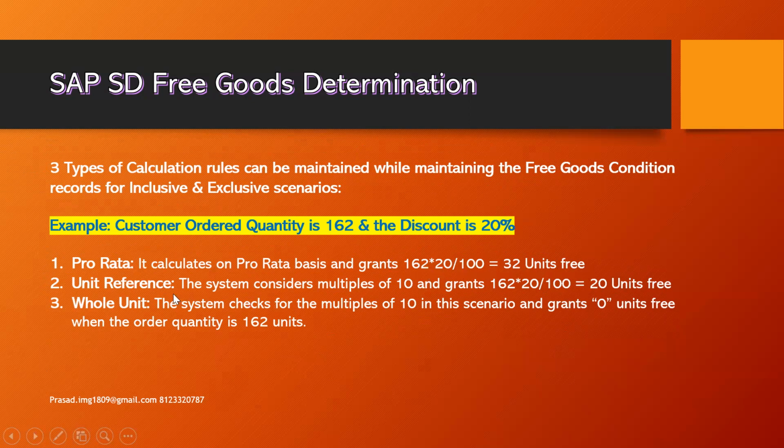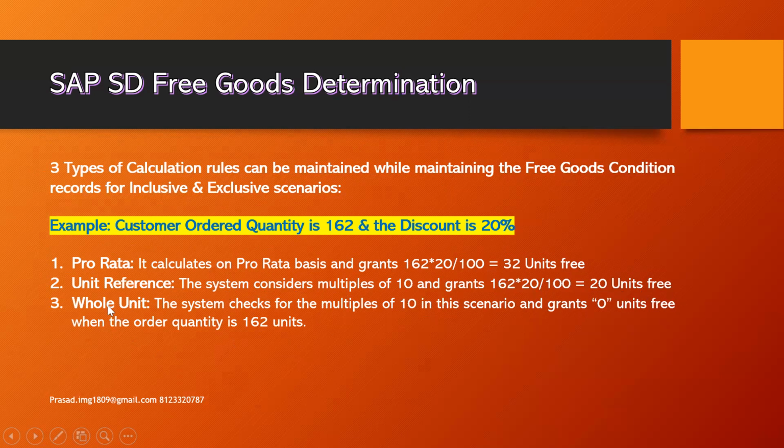Unit reference. In this scenario, the system considers the multiples of 100 and grants 162 into 20% as 20 units only. That means the system does not include the 62 units for the calculation purpose. It will take the unit reference. The unit means 100 units only. So 100 into 20%, so that the system will grant 20 units free.